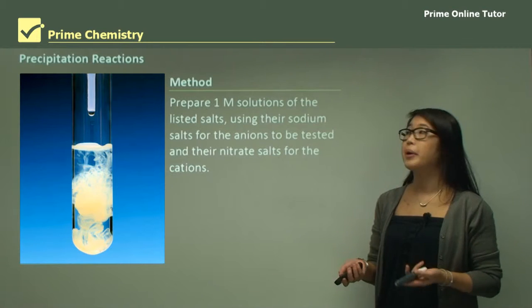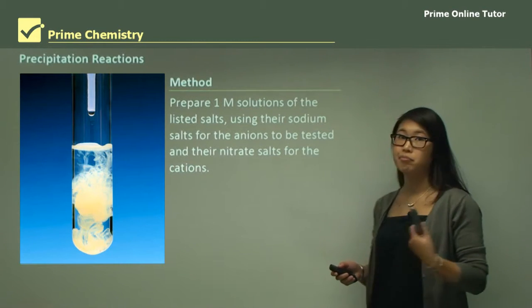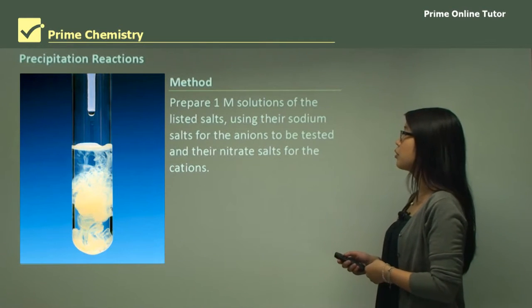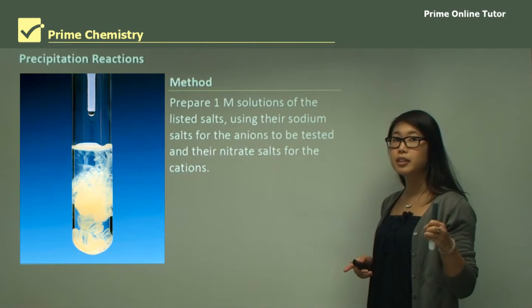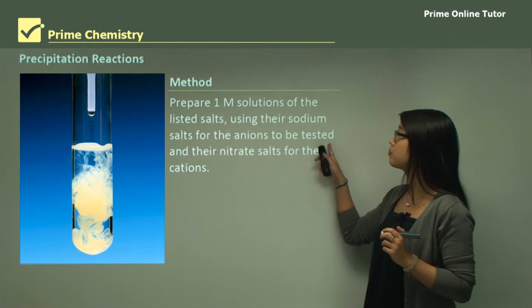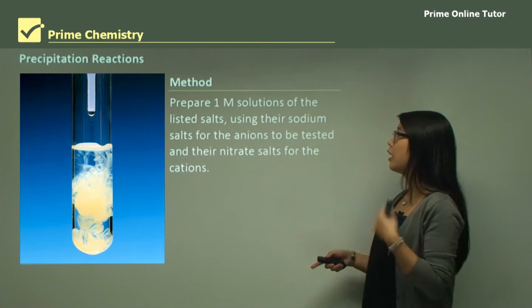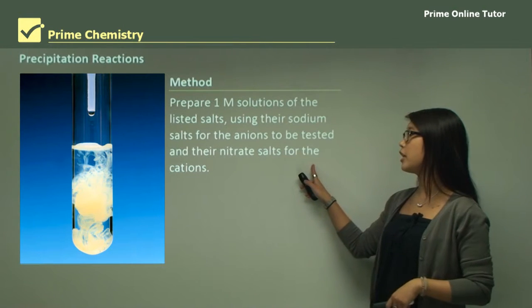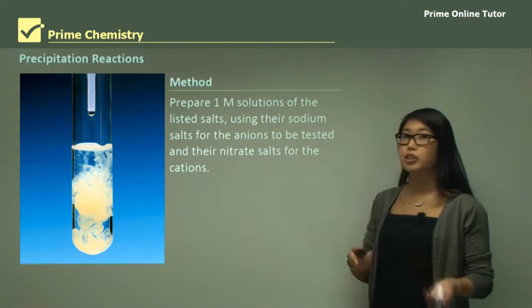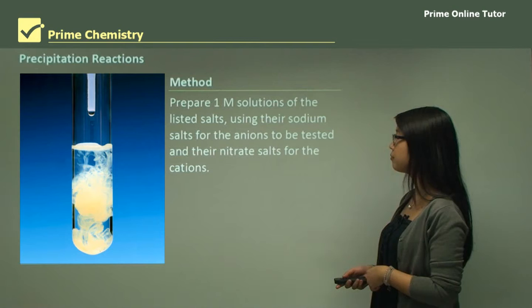What we do is prepare 1 molar solutions of the listed salts, using their sodium salts for the anions to be tested. So all the anions are going to be different, and we just use sodium as the cation. And if we were testing the nitrate salts, we can change the cations.